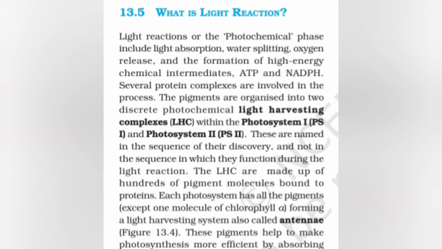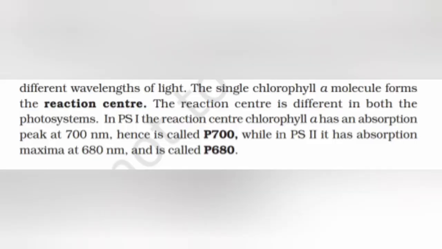The LHC are made up of hundreds of pigment molecules bound to protein. Each photosystem has all the pigments except one molecule of chlorophyll A, forming a light harvesting system also called antennae. These pigments help to make photosynthesis more efficient by absorbing different wavelengths of light. The single chlorophyll A molecule forms the reaction center. The reaction center is different in both photosystems.